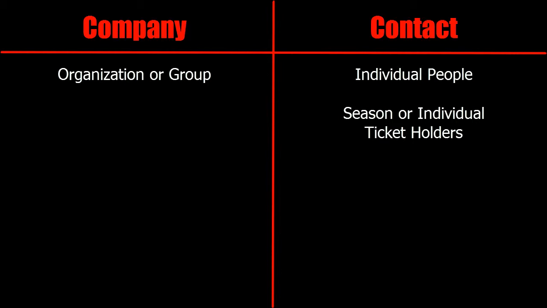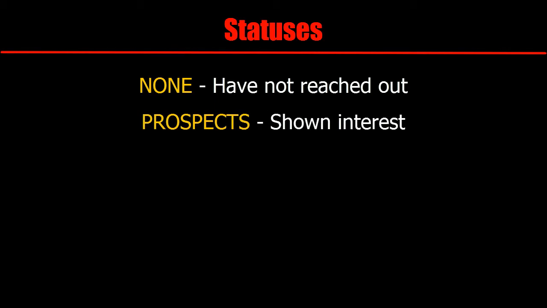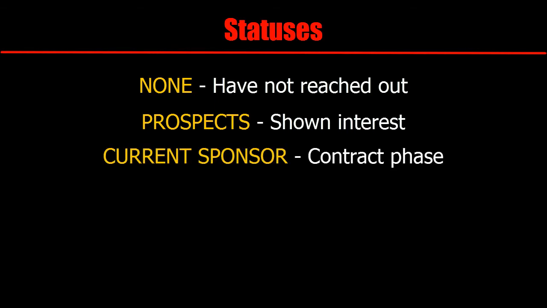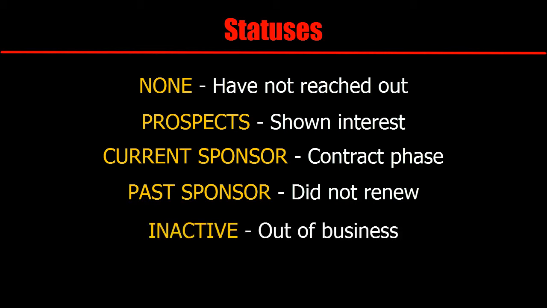When keeping track of companies and contacts, it is important to also understand the differences between each status. The following is what we suggest, but can be implemented to your specific needs. There are 5 status options. None can be considered a company that you have not reached out to. Prospect are companies that have shown interest in becoming a sponsor but have not committed yet. Current sponsors have agreed to or signed a contract to be a sponsor this year. Past sponsors did not renew their sponsorship. And inactive sponsors are companies that have gone out of business.